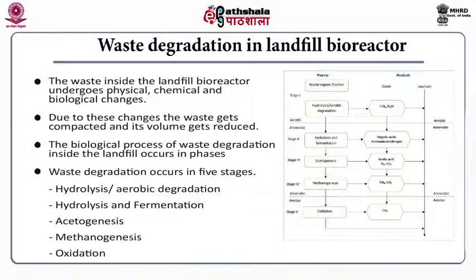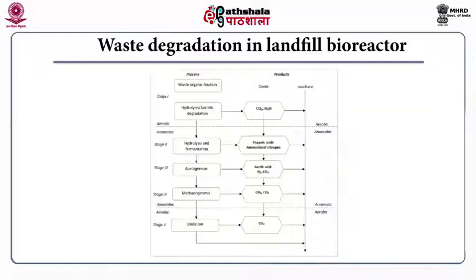We have discussed this in the previous module also, where I told you about the different steps that take place in waste degradation within the landfill, starting from hydrolysis, aerobic degradation, then again hydrolysis and fermentation, then acetogenesis followed by methanogenesis, and final oxidation. The flow chart will give you the different processes that take place inside the landfill bioreactor for waste degradation, and the different products that are produced at the end of each phase.